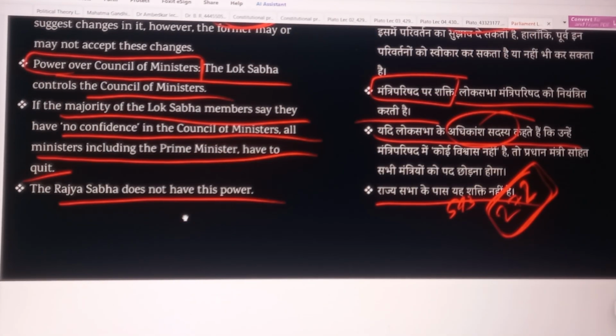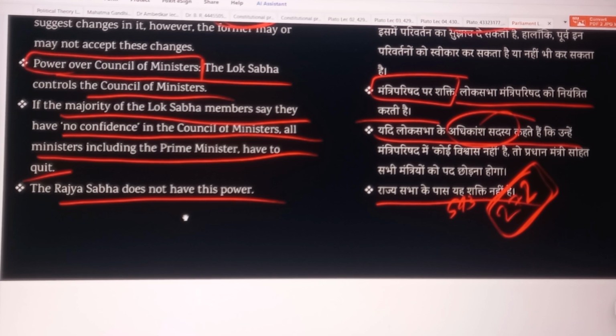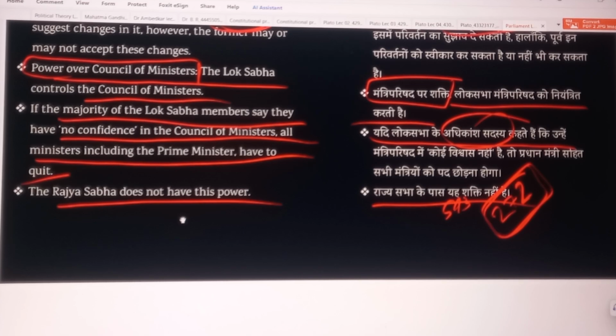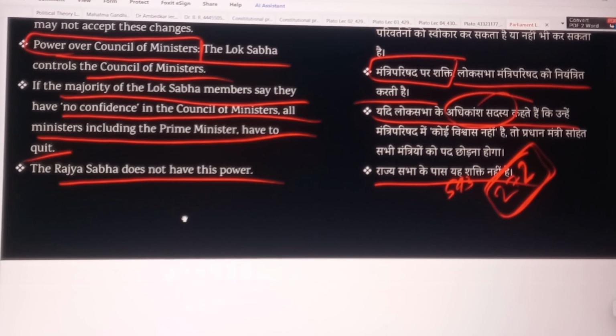Power over Council of Ministers means what are the powers? The Lok Sabha controls the Council of Ministers, means the Council of Ministers works under the Lok Sabha. If the majority of the Lok Sabha members say they have no confidence in the Council of Ministers, all the ministers, including the Prime Minister, have to quit. Means if the Lok Sabha members are against the Council of Ministers and they are in majority, then all the Council of Ministers have to resign, and even the Prime Minister also has to quit. The Rajya Sabha does not have this power; this power is not given to Rajya Sabha.